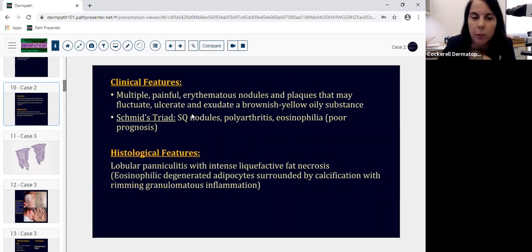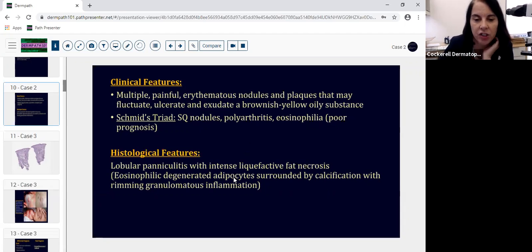Again, we'll see the multiple painful nodules and plaques that may fluctuate, ulcerate, and the exudate is usually a brown, yellowish, oily substance. Schmidt's triad, the 3 Ps, where you have panniculitis, pancreatitis, polyarthritis, eosinophilia, very, very poor prognosis. Histologically, we had that beautiful lobular panniculitis with that intense liquefactive fat necrosis. There's basically no lipocytes left.